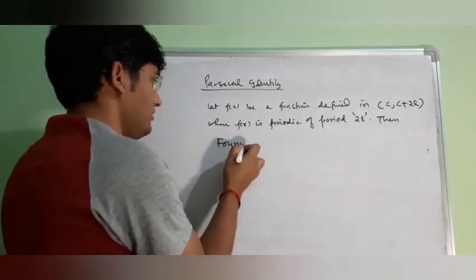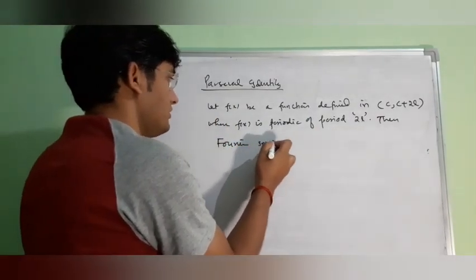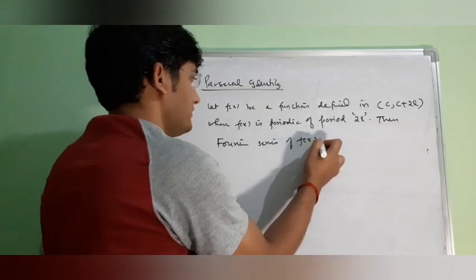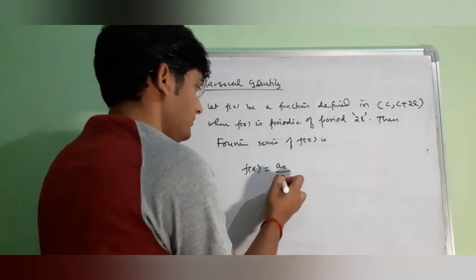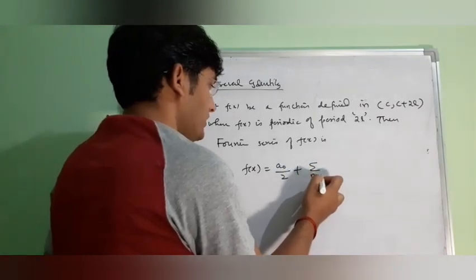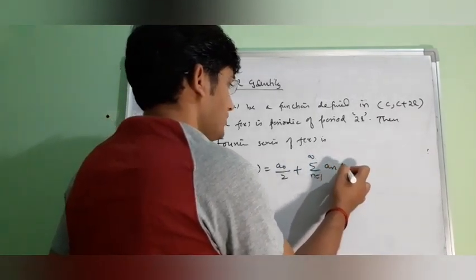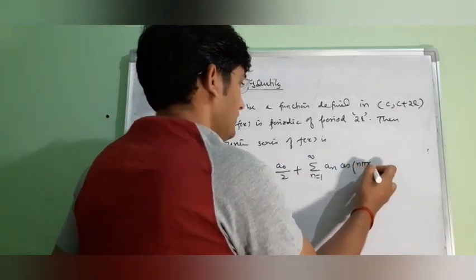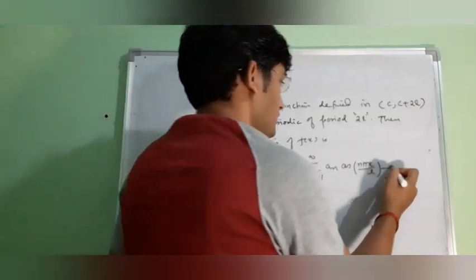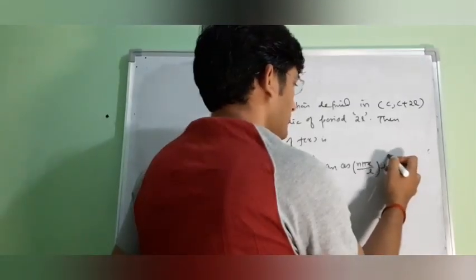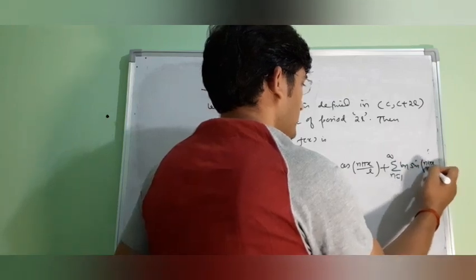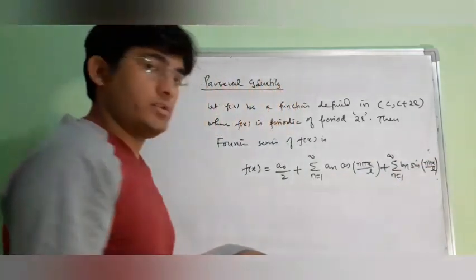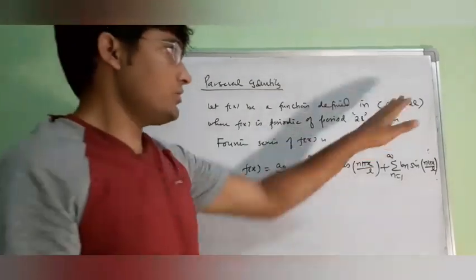Fourier series of f(x) is f(x) equal to a0 by 2 plus the sum n equal to 1 to infinity of a_n cos(n pi x / l) plus the sum n equal to 1 to infinity of b_n sin(n pi x / l). So this was your Fourier series in the interval (c, c+2l).